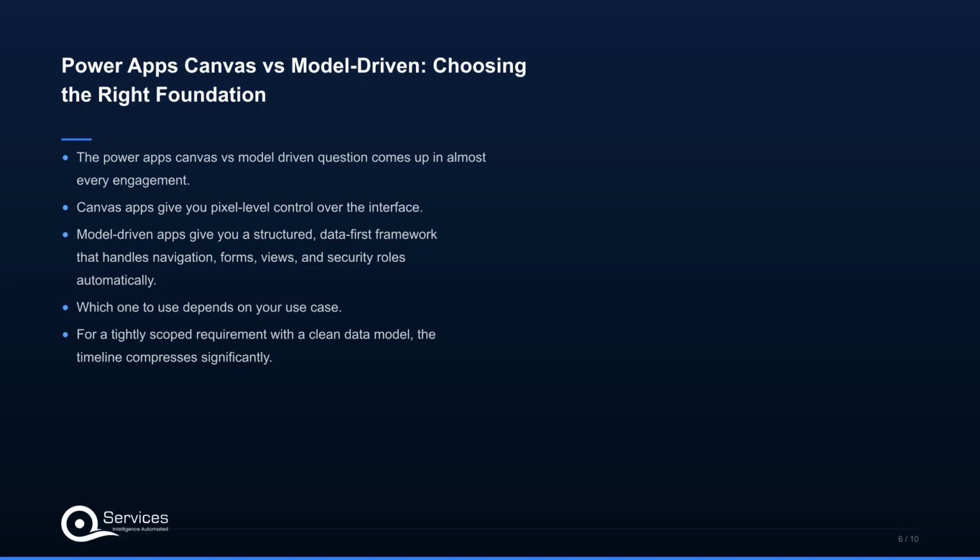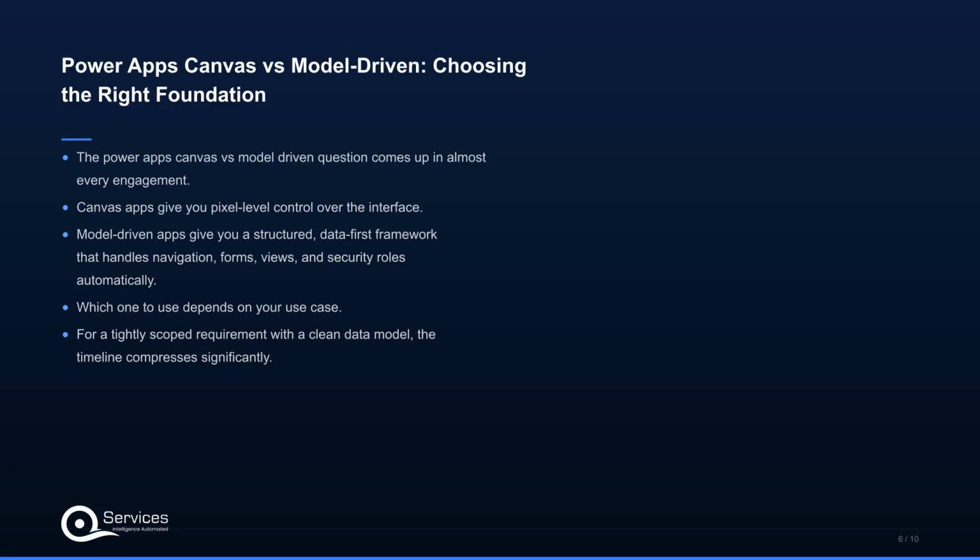Canvas apps are the right choice when you need a highly customized interface that doesn't match standard Dataverse form layouts, when users are on mobile and need a screen designed specifically for small displays, or when you're building a focused single-task tool like a delivery confirmation form or field inspection app.